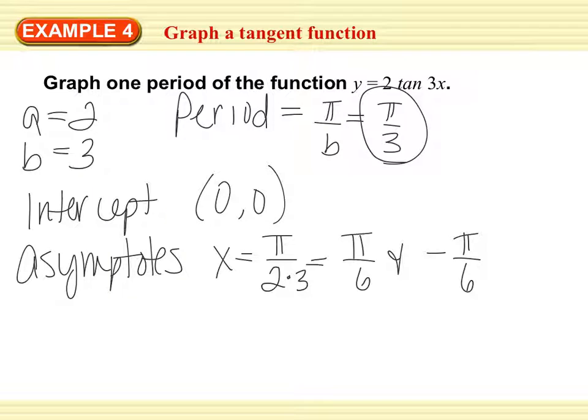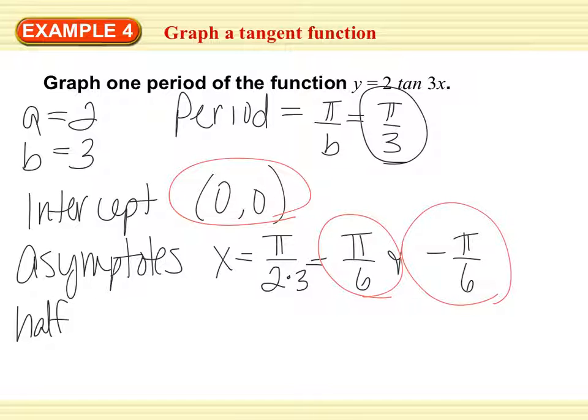And then we have the halfway points. Right now we have 1, 2, 3 points. We need the other 2 points. So the halfway points are going to be at an ordered pair. So I need an ordered pair of pi over 4b, which is halfway, a quarter, right?